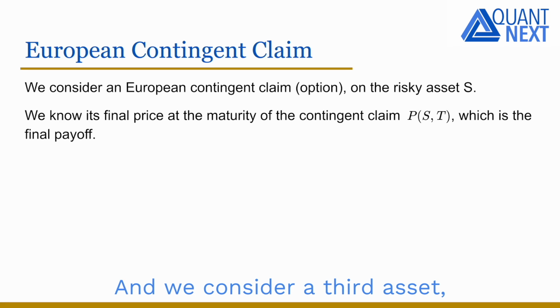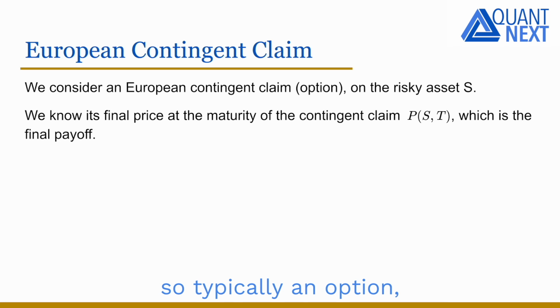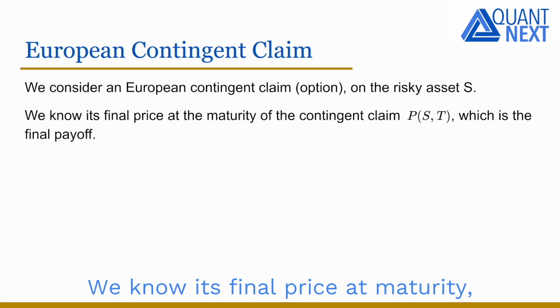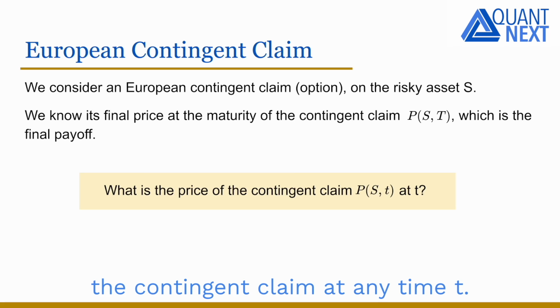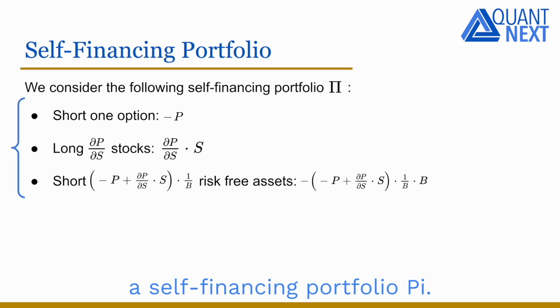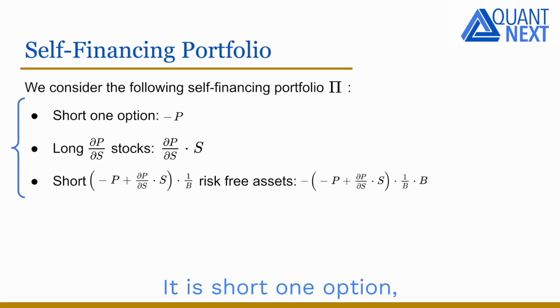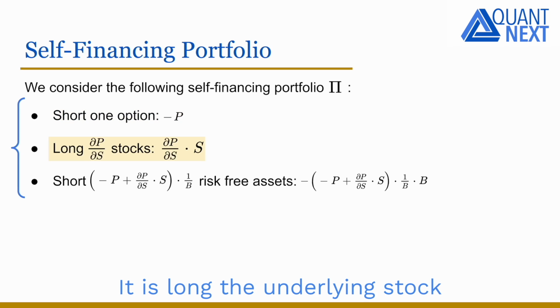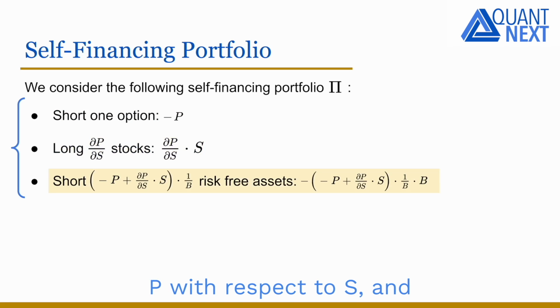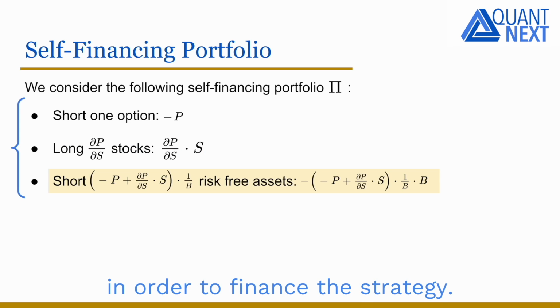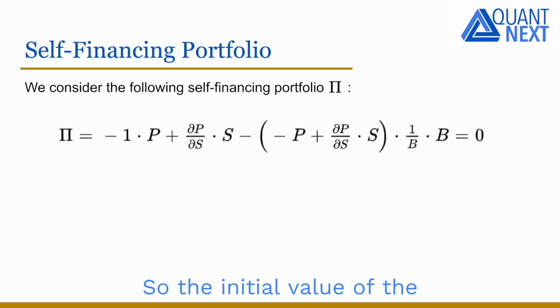And we consider a third asset, a European contingent claim, so typically an option, on the risky asset S. We know its final price at maturity, its final payoff, and we want to know the price P of the contingent claim at any time t. For that, we consider a self-financing portfolio pi. It is short one option, its initial value being minus P. It is long the underlying stock in a quantity equal to the partial derivative of P with respect to S, and we borrow in cash the sum of the two in order to finance the strategy. So the initial value of the portfolio is equal to 0.